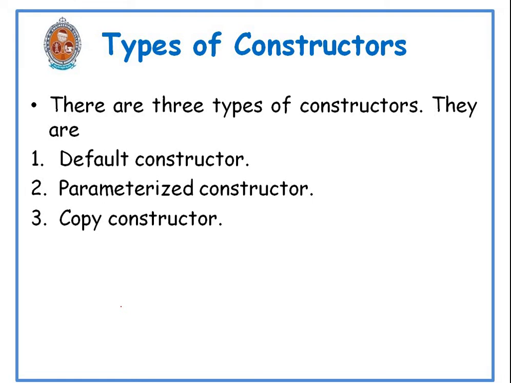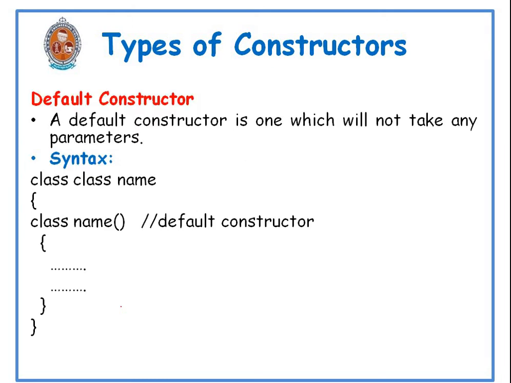Coming to the types of constructor, in Java there are three types of constructors. They are default constructor, parameterized constructor, and copy constructor. Coming to the default constructor, a default constructor is one which will not take any parameters.